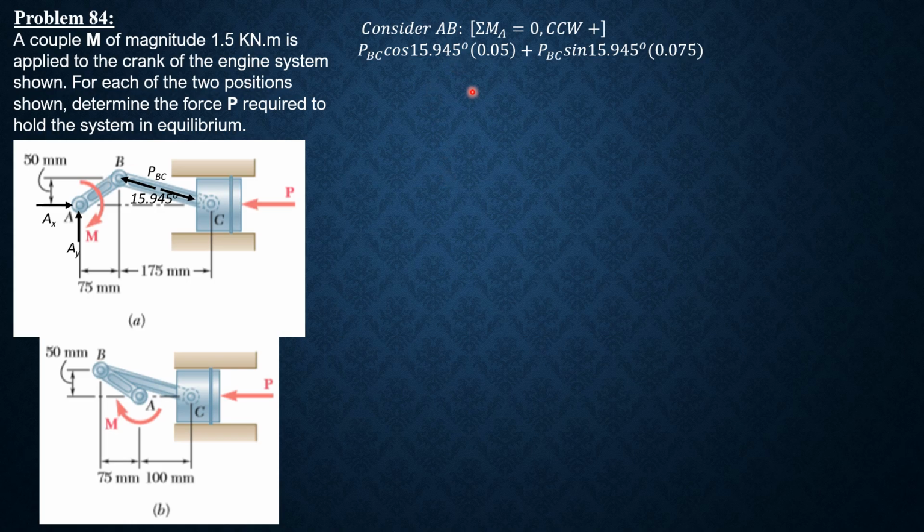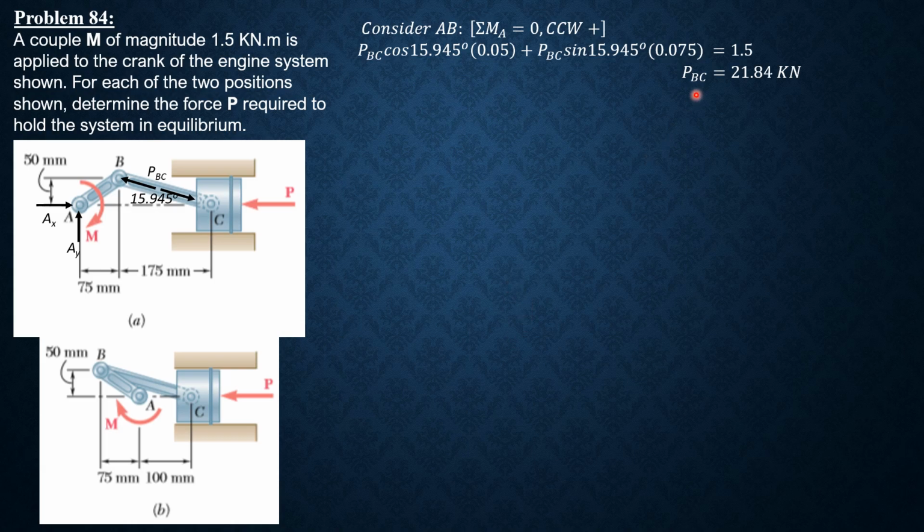Because the unit of moment is kilonewton meter, we express the distances 50 mm and 75 mm in meters, so that PBC is in kilonewton. So equals 1.5. Solving for PBC, PBC is 21.84 kilonewton. So 0.05 meter is 50 mm and 0.075 is 75 mm.